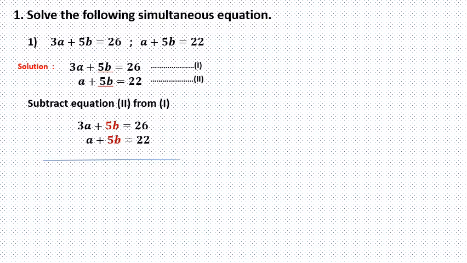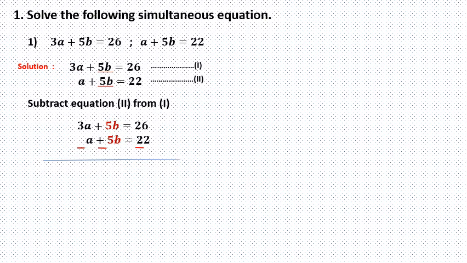There is one rule of subtraction. Whenever you do the subtraction, the sign of the equation written below, that is a plus 5b equal to 22, will be changed. It means a is positive, so it will become negative. 5b is also positive, so it will also become negative. 22 is also positive, so it will also become negative.